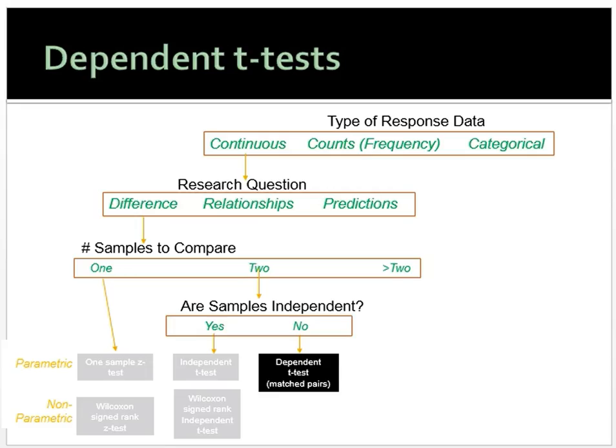Just as a quick review, we know we're going to be running a dependent t-test when we have a continuous response variable. We're looking for differences. We have two different samples or groups that we want to compare, and these samples are not independent of each other. In other words, they are dependent on each other. Sometimes you'll hear this referred to as a matched pairs t-test, because the point of having a dependent t-test is that you know your observations actually come in pairs. You can link the observation from one sample to a very specific observation in the other sample, hence they are matched.